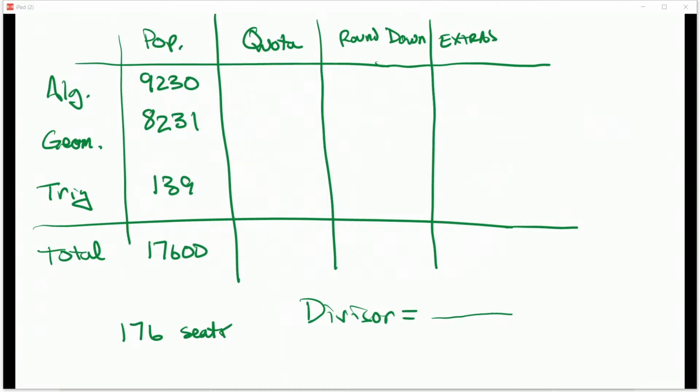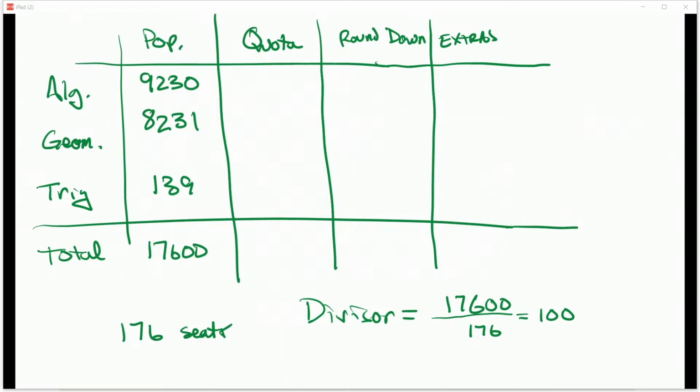Now the divisor, I know that was a hard one, but what was the divisor for this one? Just 100? Oh yeah, it is just 100, isn't it? The divisor is 17,600 divided by 176. Yeah, just 100. I was going to ask if anyone used their calculators, but you don't even need your calculator for the quotas, do you? So let's just double check though.